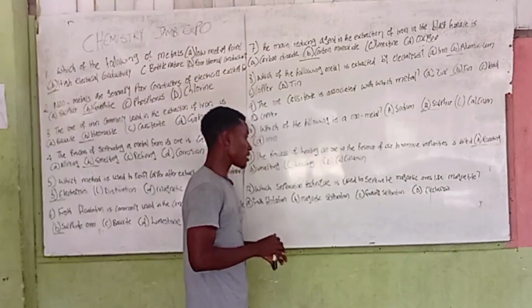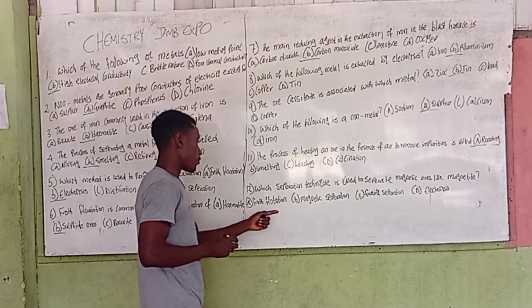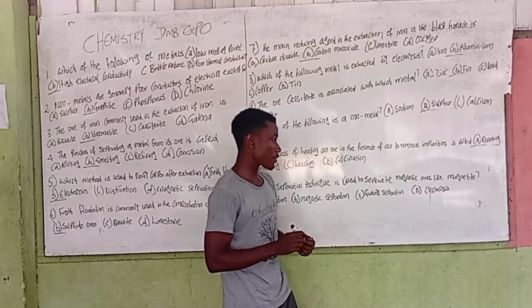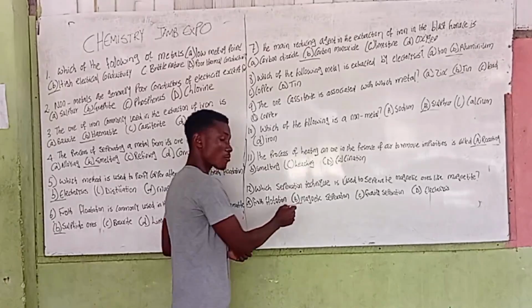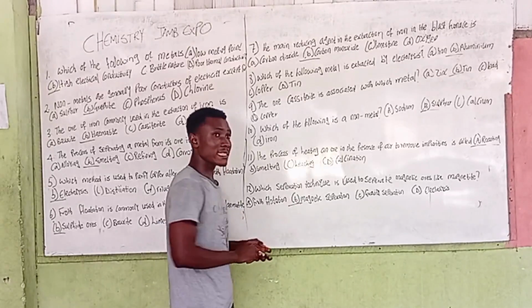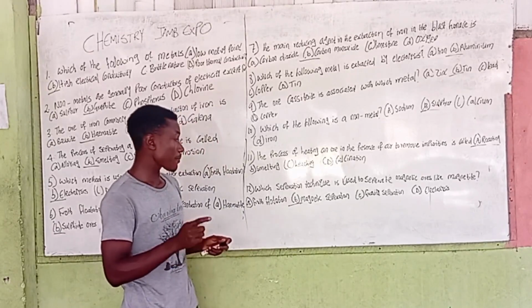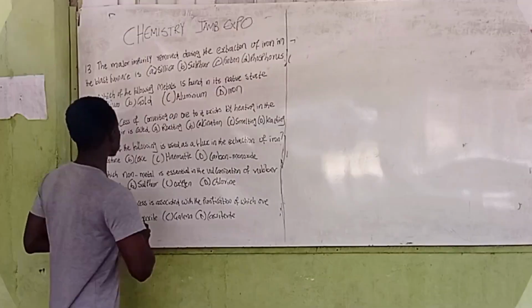The next question. Which separation technique is used to separate magnetic ores like magnetite? A. Froth flotation, B. Magnetic separation, C. Gravity separation, and D. Electrolysis. The answer there is magnetic separation. Remember, magnetic is magnetite or hematite is for iron, and the separation of iron is the magnetic separation.